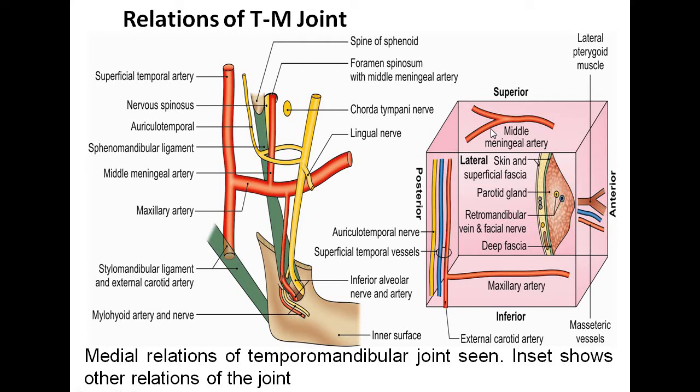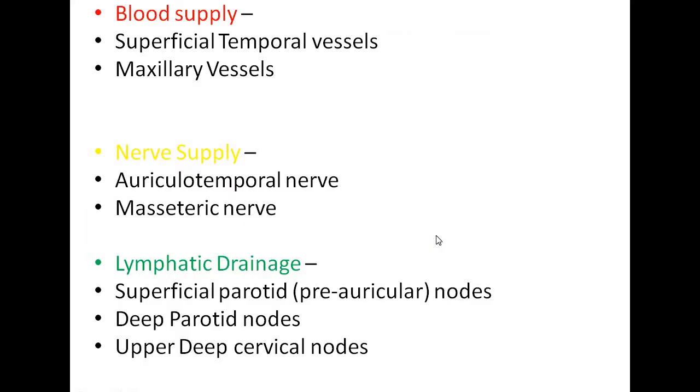Superiorly, it is related with the middle cranial fossa and the middle meningeal artery, whereas inferiorly, it is related with the maxillary artery. In its anterior relation, it is represented by the lateral pterygoid muscle and the masseteric nerves and vessels, whereas it is related posteriorly with the post-auricular part of the parotid gland, the auriculotemporal nerve, and the superficial temporal vessels. Blood supply of the temporomandibular joint is by the two terminal branches of the external carotid artery, the superficial temporal vessels and the maxillary vessels.